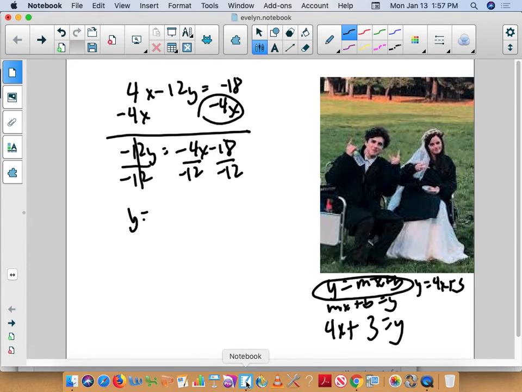So I get y is equal to a negative over a negative is a positive, and 4 goes into 12 3 times. So I get x over 3, and a negative over a negative is a positive. And what goes into 18 and 12? How can we reduce 18 over 12? Susan? What goes in 18 and 12?